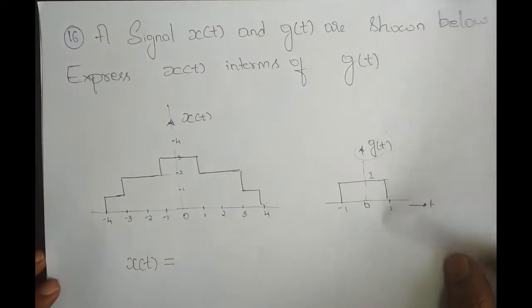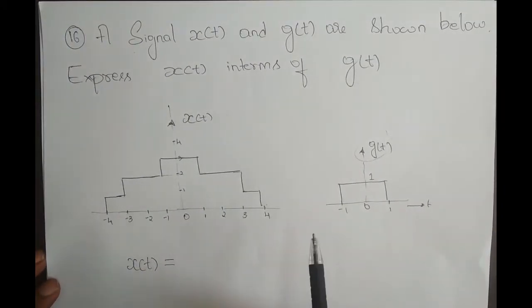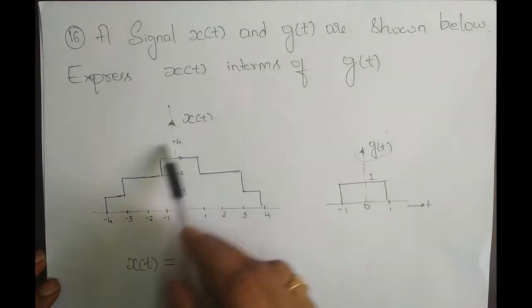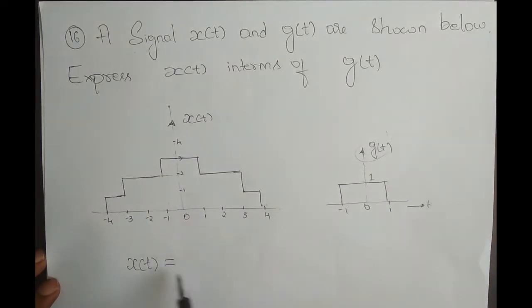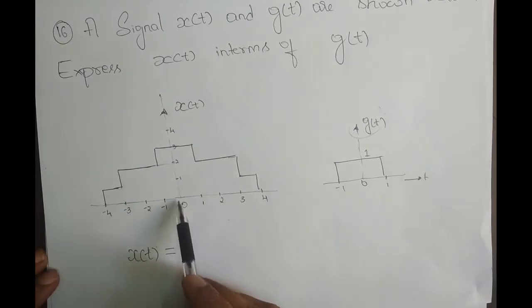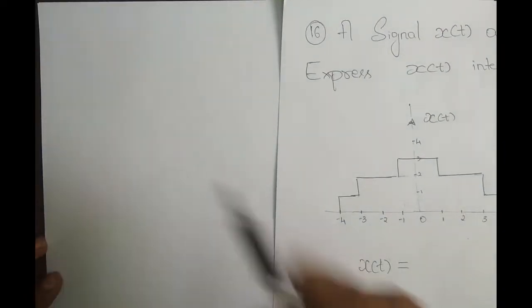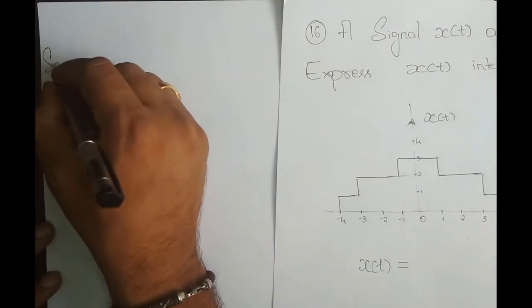So what is our aim here? Our aim here is to express x of t, the signal in the left hand side, in terms of g of t. In the right hand side, whatever you put in terms of a mathematical equation, that has to be in terms of g of t. Okay, so now, this x of t is a sum of three signals, right? Let me just write those three individual signals here.